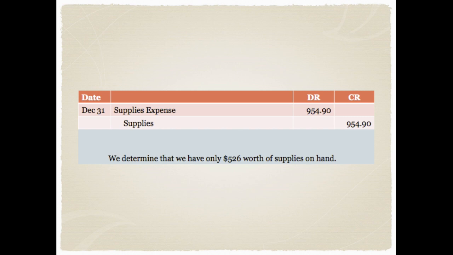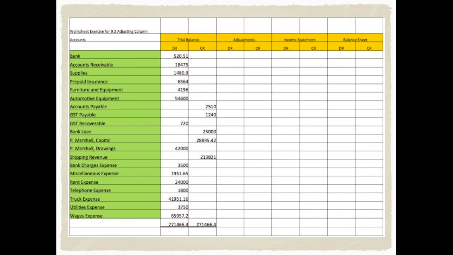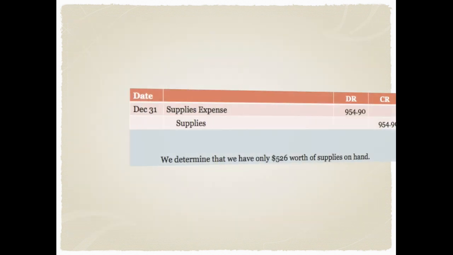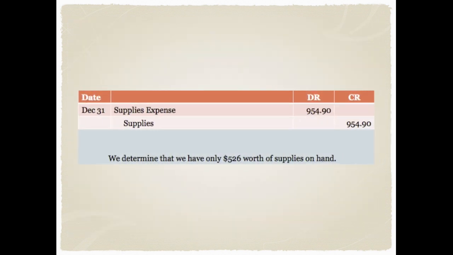All right, so let's go back here. You see supplies here, right? We have $1,480.90 worth of supplies. And then we're going to use up $954.90 over the year.